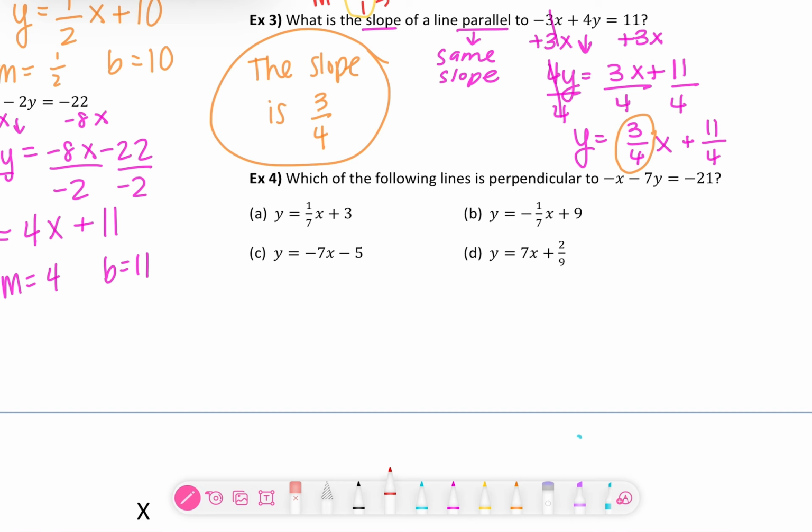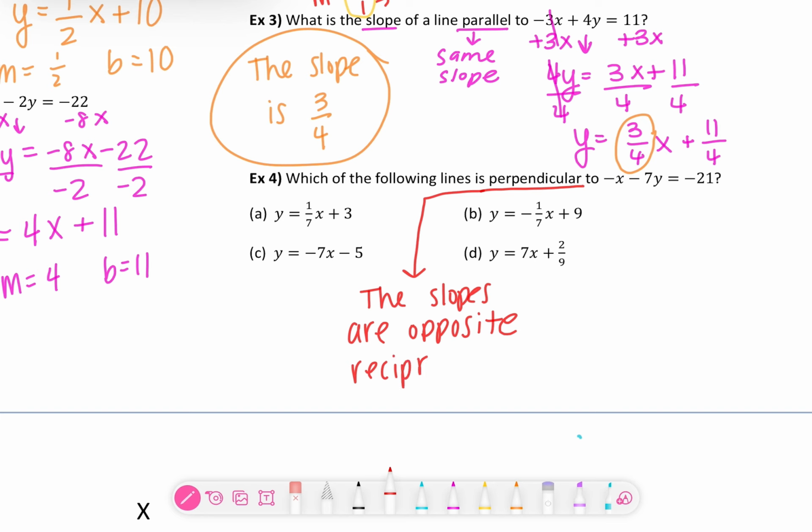But the way we're going to figure that out is by taking into account what perpendicular means. Perpendicular means, let me write it down here, that the slopes are opposite reciprocals or negative reciprocals. Some people say negative reciprocals. Either way, it means that the signs are opposite, right? One is positive, one's negative, and then one is the reciprocal of the other. So the fraction itself is flipped, okay?